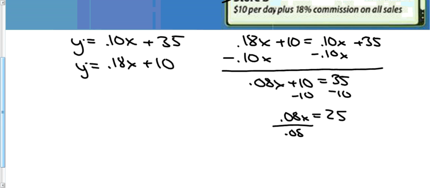Divide by 0.08 to get my answer, which is 312.50. That was a system of equations. We have figured out that at $312.50 of sales, it is better for you to work at store B versus store A. So what we're going to be doing today is looking at other types of systems and seeing how we can solve them.